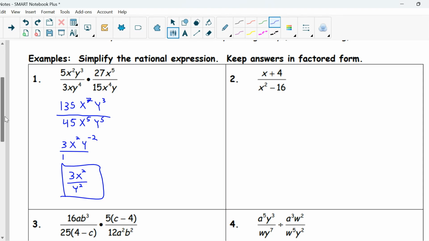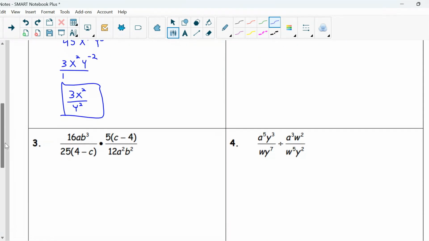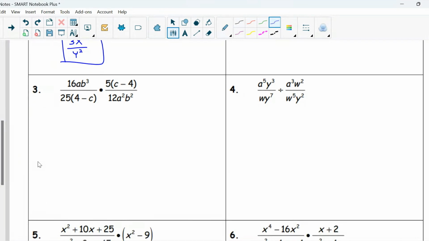All right, so let's keep going down with number 3 here. Once again, my first step is going to be to multiply my two fractions. So I've got 16 times 5, which is 80. 8 times 1, which is a. B cubed times 1, which is b cubed. And then I've got c minus 4. All over 25 times 12, which is 300. A squared times 1, b squared times 1, and then 4 minus c.